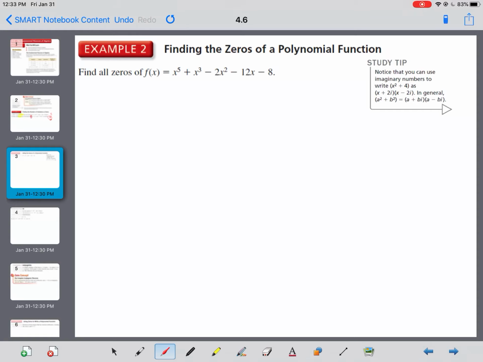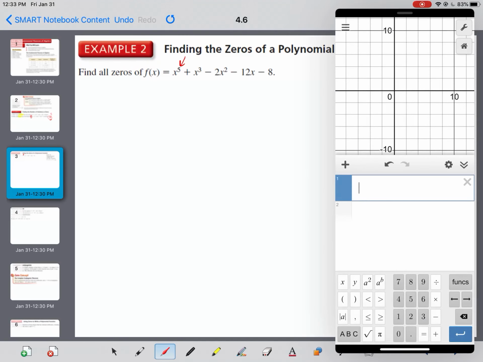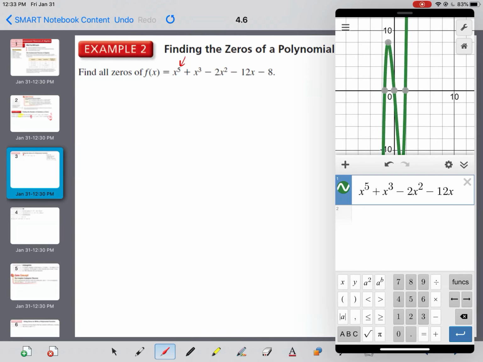Let's find the zeros of this. How many answers should we get? How many solutions are there? There are 5. Okay, now, we should use the rational root theorem to figure this out, but I like to use the old graphing calculator to get us kicked off. So let's do x to the 5th plus x to the 3rd minus 2x squared minus 12x minus 8.